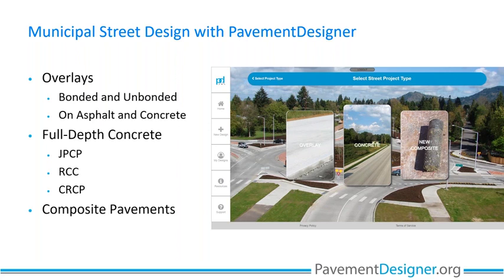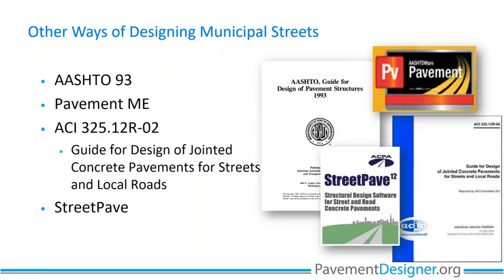We can also design for full depth concrete sections, such as jointed plain concrete pavement, typical concrete pavement, or roller compacted concrete or continuous reinforced concrete pavements. You could also design for composite pavements, where we're looking at some sort of cement treated or modified subbase or subgrade within our pavement structure. Now today we're going to focus on our jointed plain concrete pavement full depth pavements, which is our conventional type of concrete pavement. And so the other ways of designing the streets and local roads for full depth jointed plain concrete pavement are listed here.